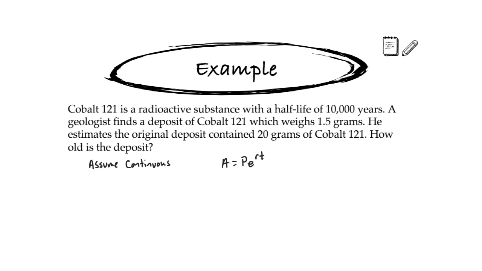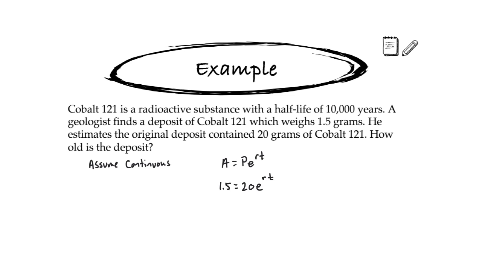In this case, the P, the original deposit, is 20 grams. The amount that he found is 1.5. It's less because we're dealing with decay here. So e, and then the growth rate is not given at the moment, and the time is not given at the moment. So I'd like to solve this formula, and I'd like to know what t is. It seems I don't have enough information.